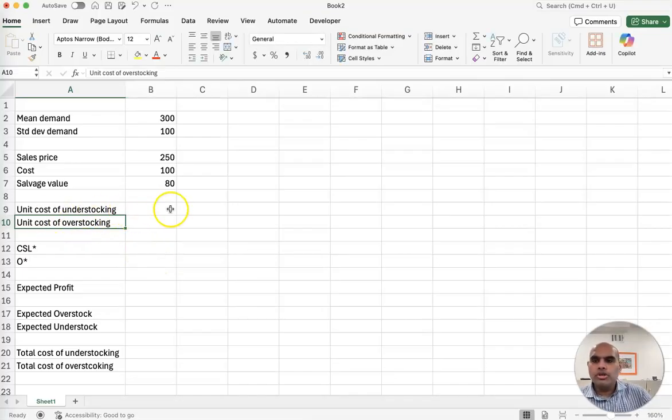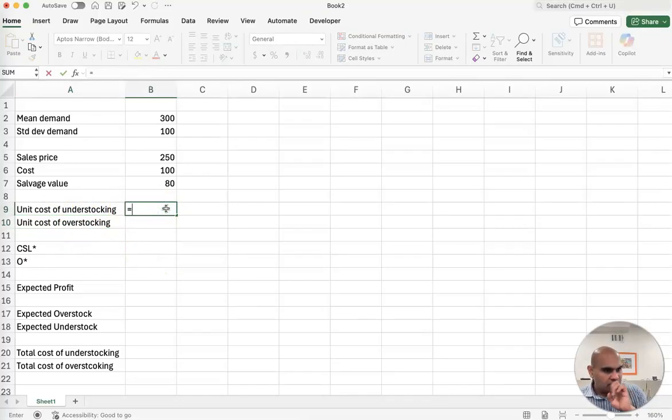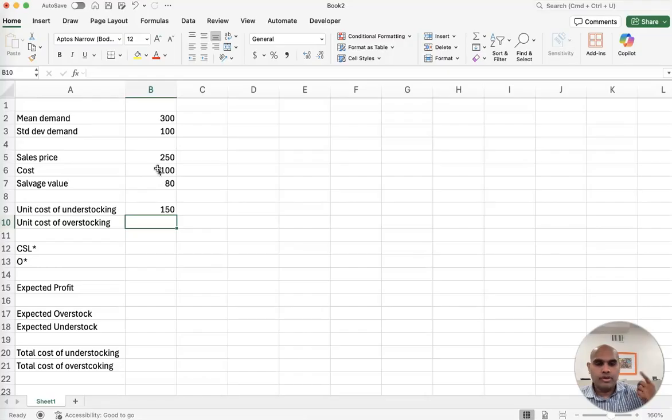Now, what is the unit cost of understocking? The unit cost of understocking is the cost of having one fewer item, which is the difference between the sales price and the cost. This is how much money you lose by not having enough. So for every unit that you don't have enough, you lose $150. That's how much money you lose.